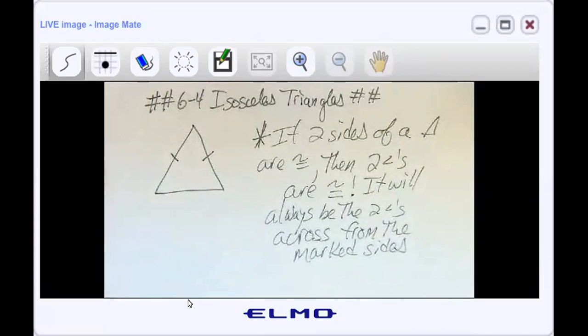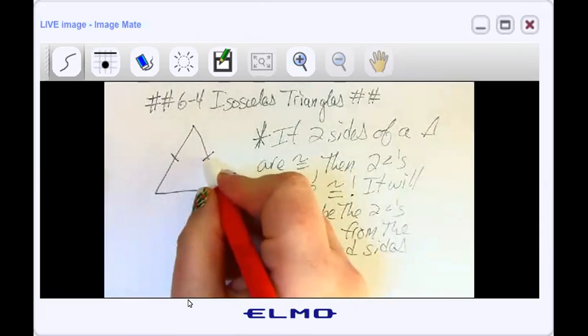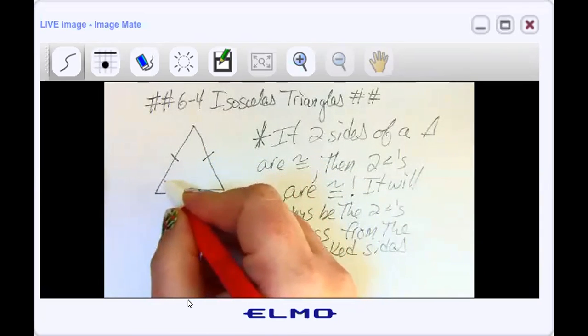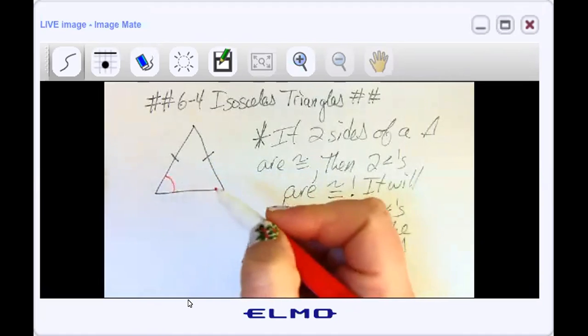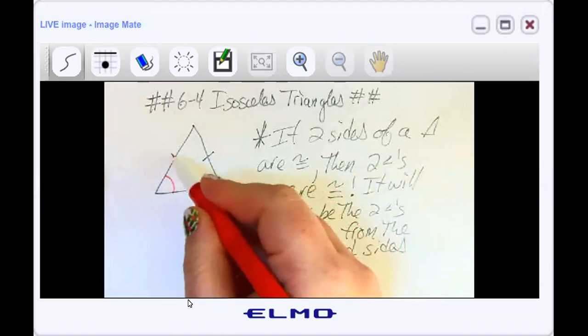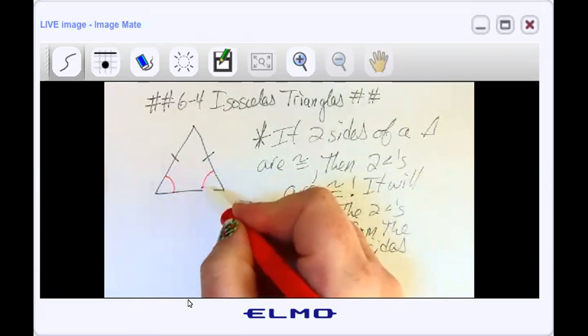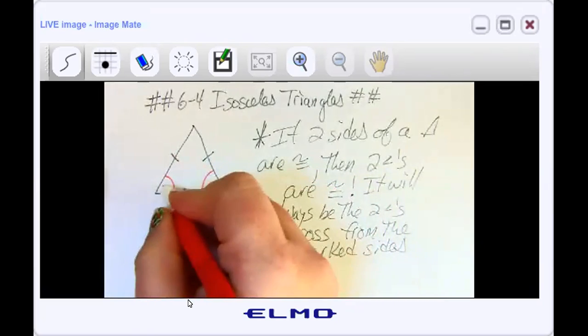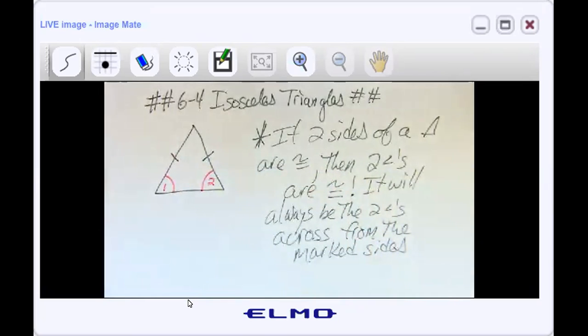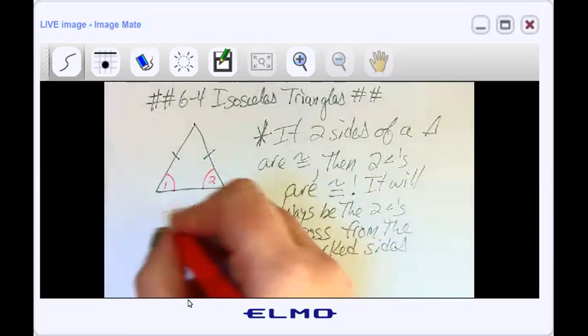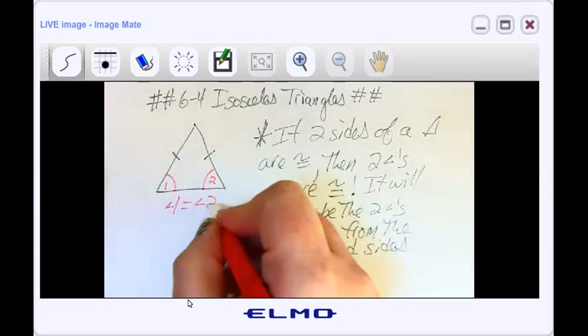So in other words, if we take a look at the diagram that I've drawn here, you have two sides that are already marked congruent. So what I'm telling you is that the two angles across from them, so if I take a look at this side, the angle across from it is this one over here. So this angle is going to be the same as the angle across from this side. So those two angles down here, let's call them angles 1 and 2, are always going to be the same. Okay, so angle 1 equals angle 2.